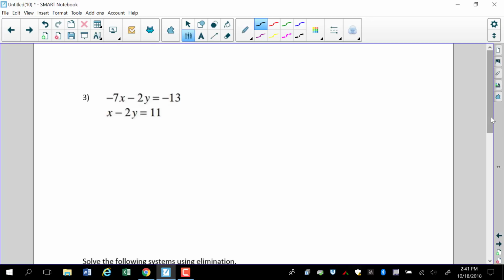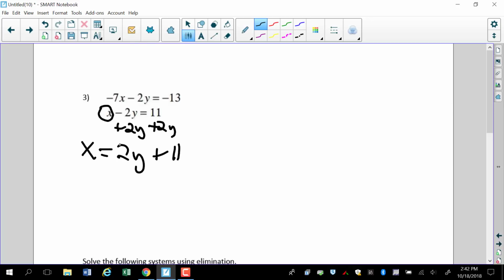Okay, so hopefully you've taken time to look at this, and hopefully if we want to make this easy for ourselves and not have any decimals or fractions to distribute later on, see how this x is already here by itself? So I'm going to solve this for x by doing this. I'm going to do it this way. I'm going to add 2y to both sides. Now, I don't need that equation anymore because I have a new one for x.